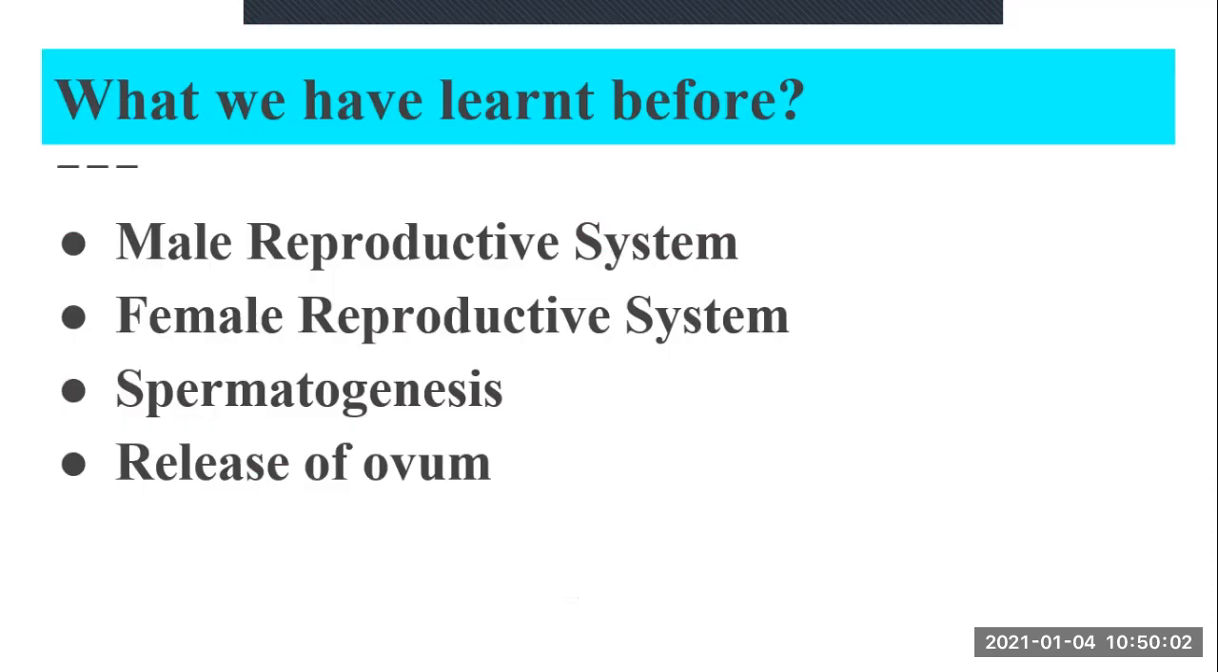Let's recap. We have seen the male reproductive system, the female reproductive system, and spermatogenesis. It is the process of production of sperms, and how the ovum gets released from the ovary. We have seen these processes and the total functioning, the different parts of these reproductive systems, and so on.